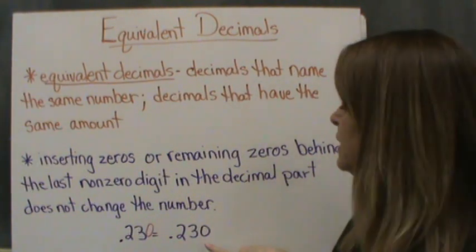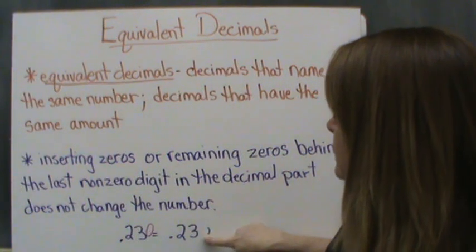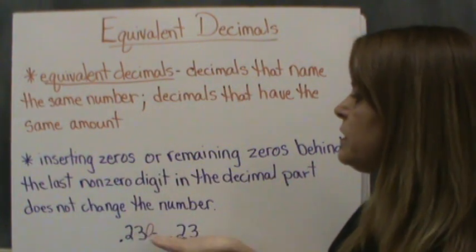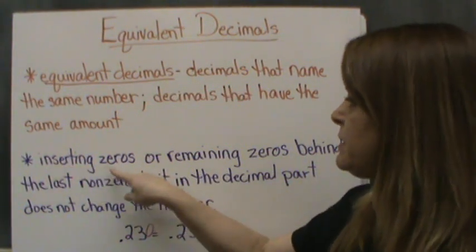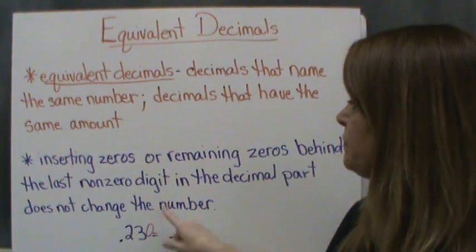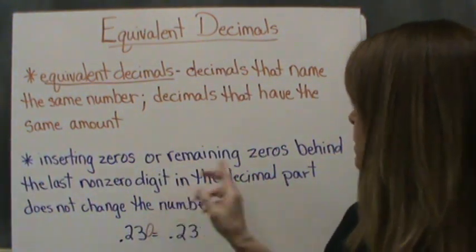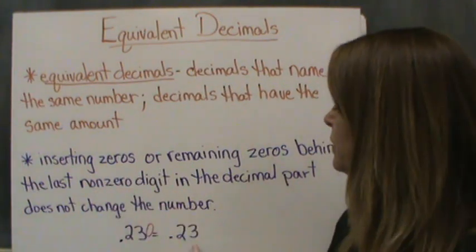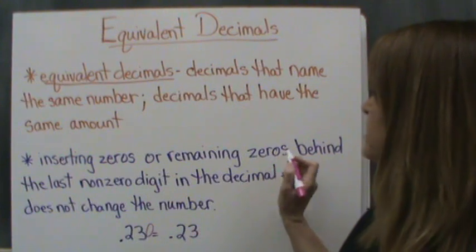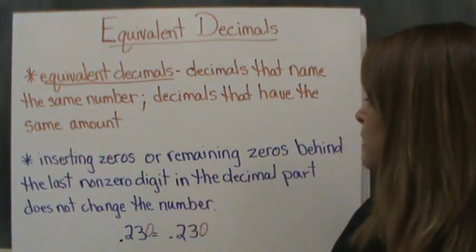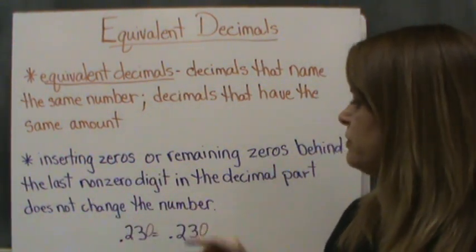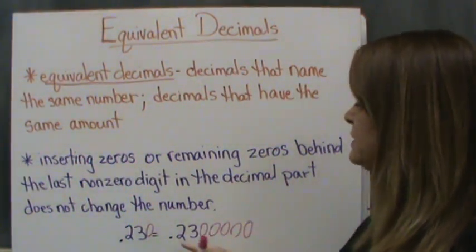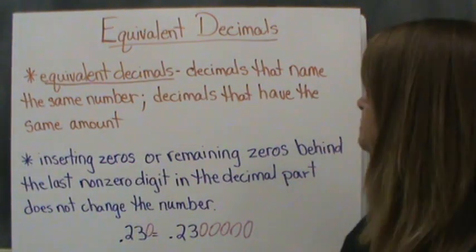If your answer has the 0 at the end, I could take it away and it doesn't change the value of the decimal. They're still equivalent. So inserting a 0, or any remaining zeros behind the last non-zero digit, like my 3, does not change the number. I could put as many zeros here as I wanted to, and it's not going to change the value of that decimal.